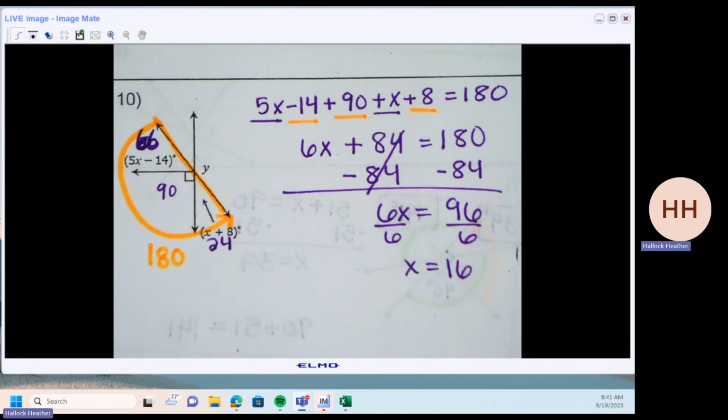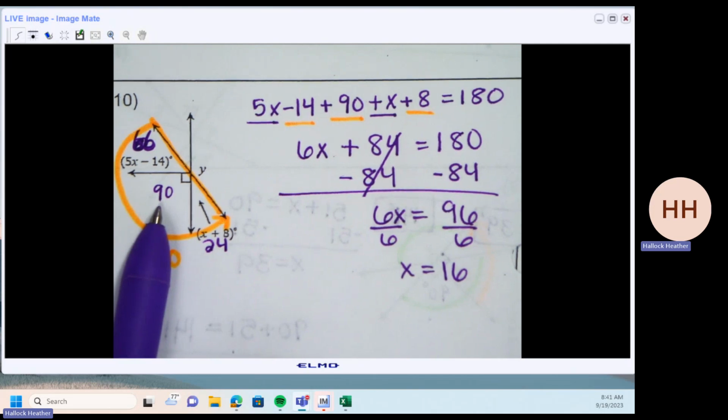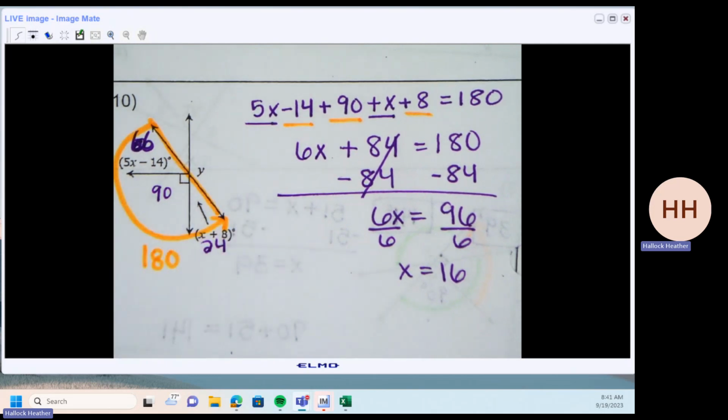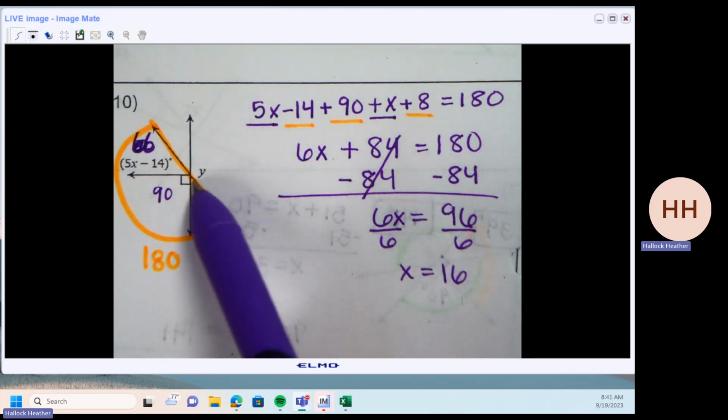Okay, so anyways, that's 24, that's 66, and this is 90. They all add to make 180. What could I do now to find y? There's two different routes you could go. Technically 3. No, because this would be a straight line and y is not a straight line.